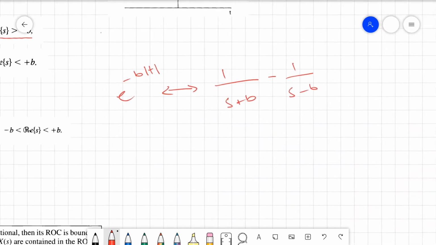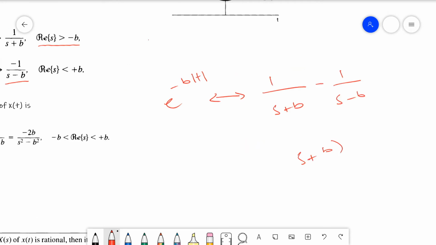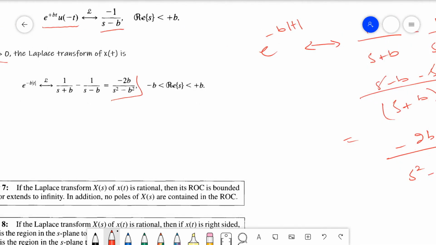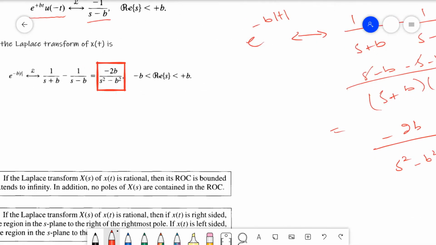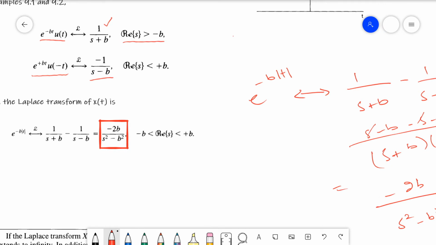So let's suppose we have its Laplace transform, so we can easily take s plus p multiplied by s minus p, and we will get s minus p minus s minus p here. So we will be left with the minus 2b divided by s square minus p square, that we can see from here. This is the same, and the region of convergence of these two will be the common portion.